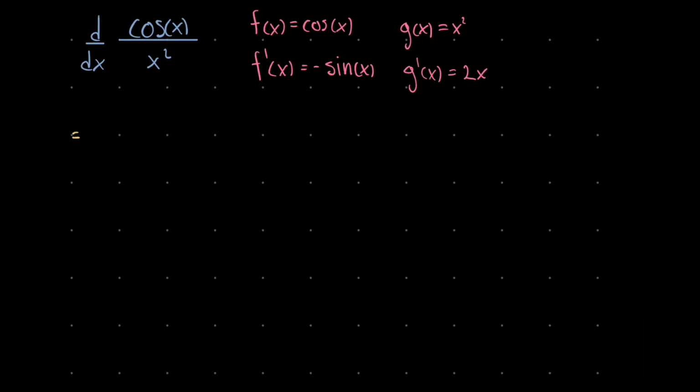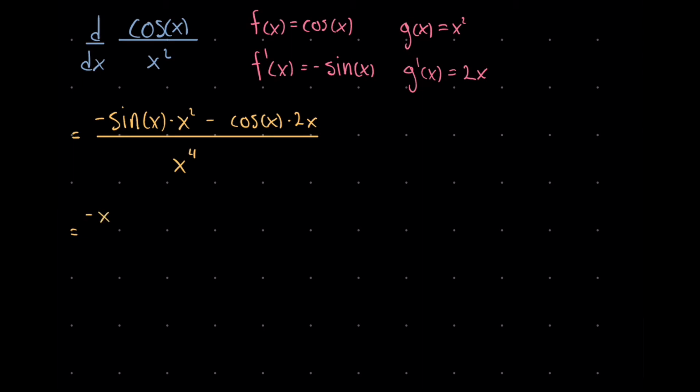In the numerator, we have f prime x times g of x. So that's going to be equal to negative sine x times x squared, and then minus f of x times g prime x, or cosine x times 2x. And the denominator is g of x squared, and x squared squared is just x to the power of 4. And so what I'm going to do here is factor out a term of minus x. So we bring out a term of minus x in front.